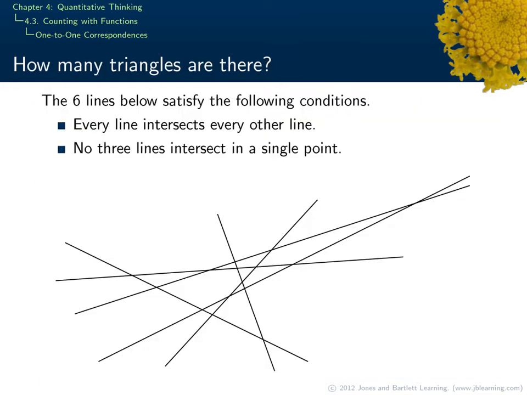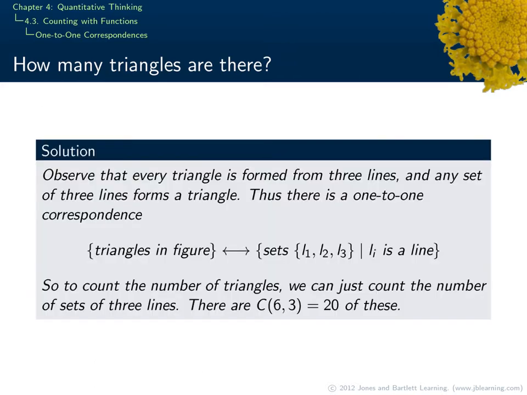Okay, so here's another problem that seems pretty intractable unless we use the corollary on the first slide. We have these 6 lines that have been thrown down on this page, and what we know about these lines is that every line intersects every other line, and that no 3 lines intersect in a single point. So the question is, in that figure on the previous slide, how many triangles are there?